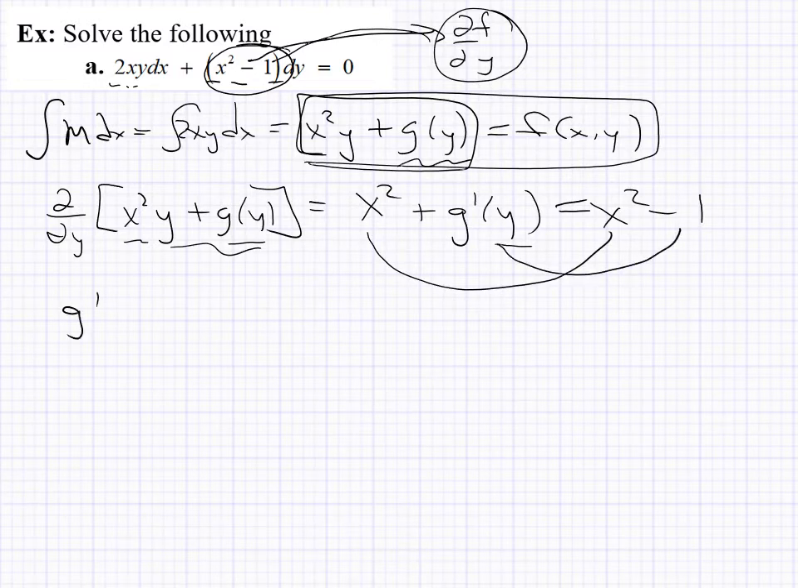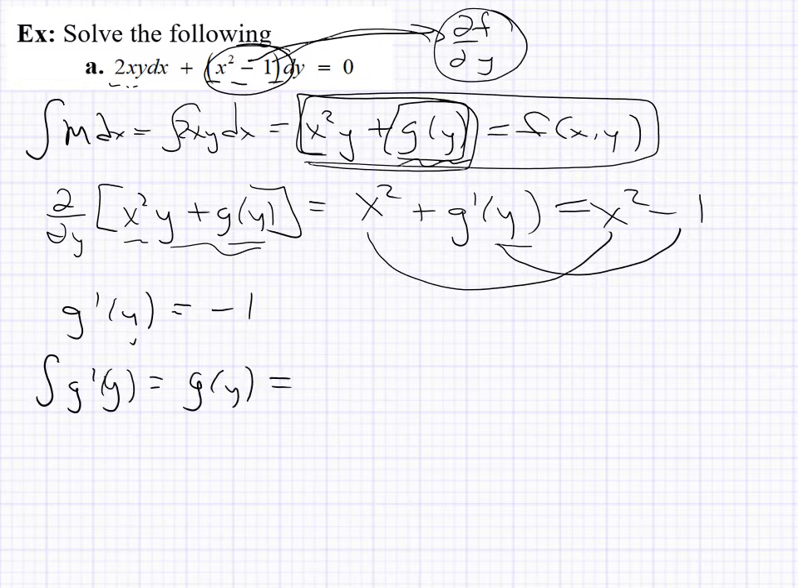So that tells me that g prime of y equals negative 1. Well, if g prime of y equals negative 1, I really don't care for that so much as what I care for is what g of y equals. Well, if I integrate g prime of y, that should give me g of y. And so therefore it should be the integral of negative 1 with respect to y. Again, the variable here is y, which should be minus y. You could say plus c, but we're going to throw the plus c at the end anyway, so we're going to leave that off for right now.